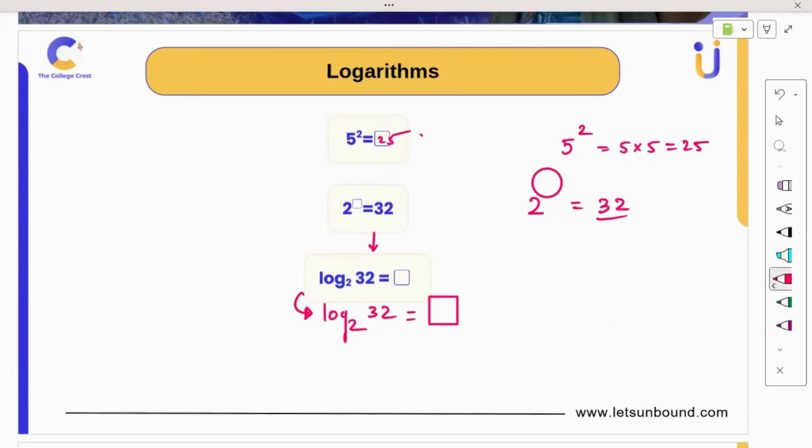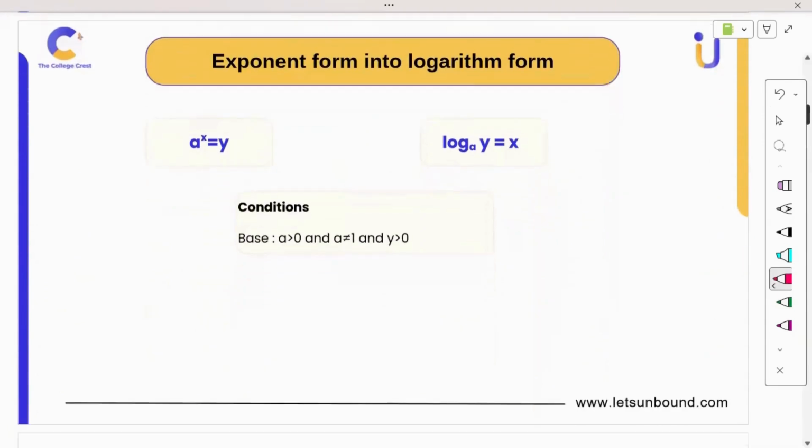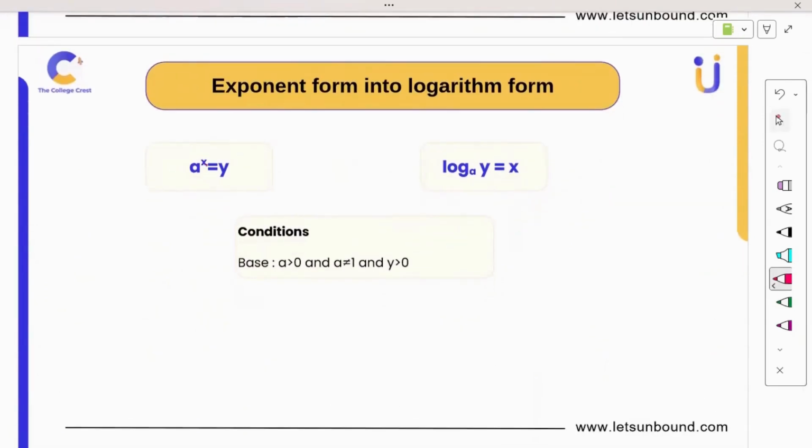This is the intro of logarithms: exponent form into logarithm form. If your exponent form is a to the power x equals y, then your log form is log with base a. The exponent has base a, and in logarithm form the log also has a base. The input and output get exchanged: the result becomes the input, and the input becomes the result. Copy the base, then exchange the input and output.